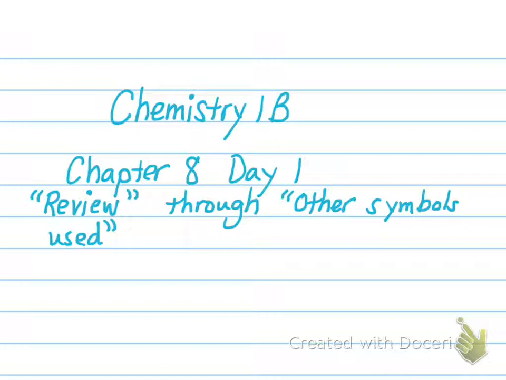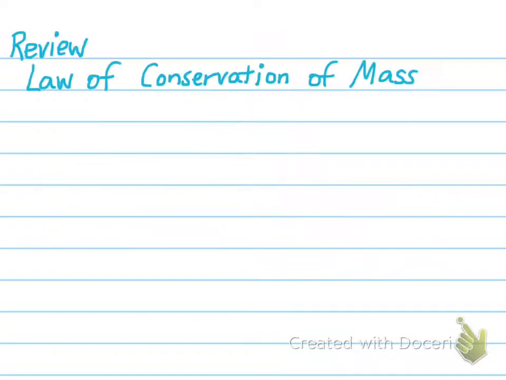So we will be starting on your Chapter 8 outline at the review, and we're going to go all the way through the other symbols used today. You'll see that your outline starts with the review of the law of conservation of mass. And we actually have not specifically talked about this before, so we're going to talk about it for the first time here. Any conservation law is always the same in science.